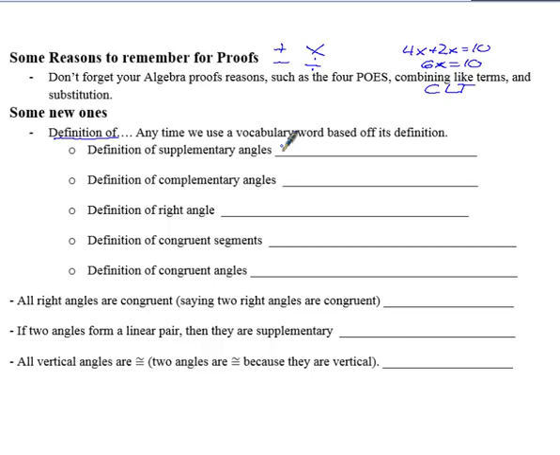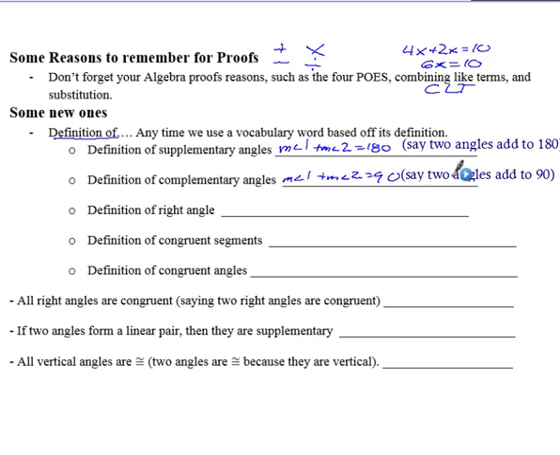Something that might look like the measure of angle 1 plus the measure of angle 2 equals 180. Basically, the definition of supplementary angles is anytime we say two angles add up to 180. Similarly, the definition of complementary angles would be like measure of angle 1 plus measure of angle 2 equals 90. That's basically saying that two angles add up to 90.